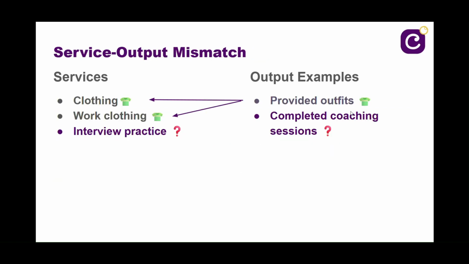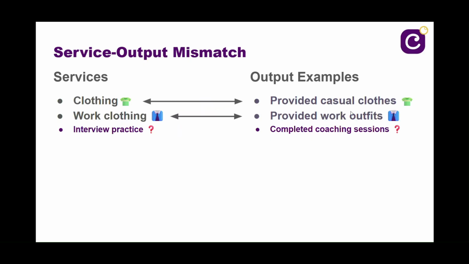But remember our organization. It has 2 clothing services, the clothing service and the work clothing service. But the output we originally used to track them was provided outfits, and it tracked both of those services. Now, in this case, these 2 services are very similar. We're giving out clothes, but they're still distinct services. The problem here is the same. The output is not tracking one and only one thing, so we had to fix that.